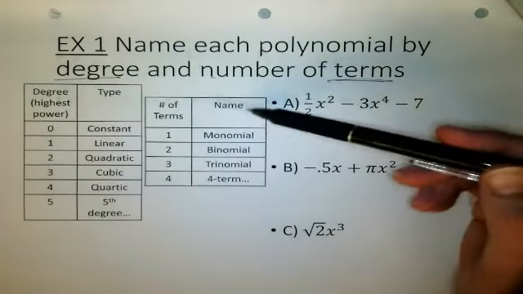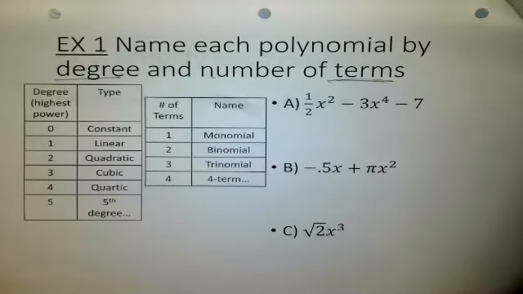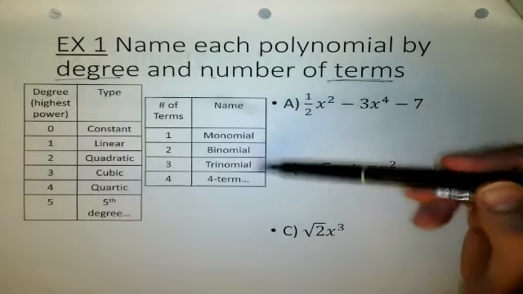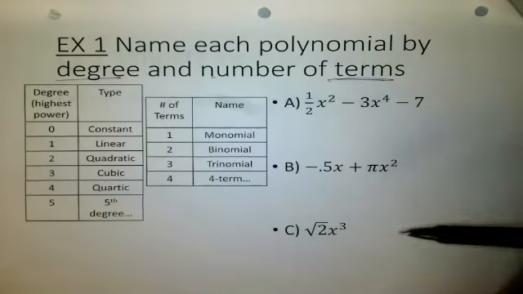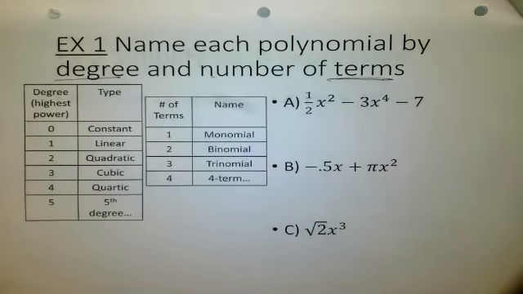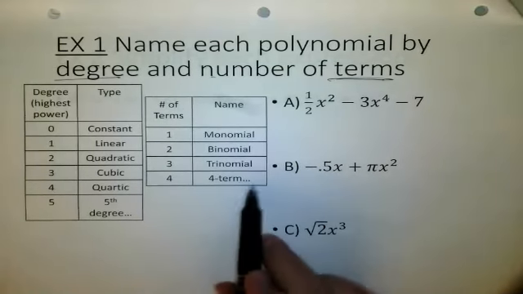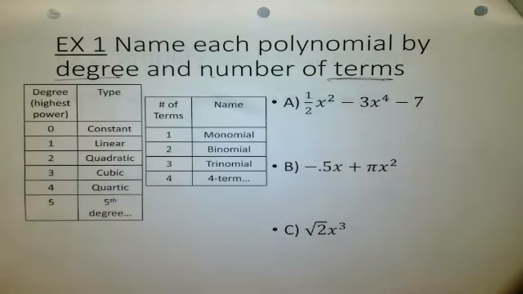Classifying by number of terms. You've heard me say all of these words before. If it has 1 term, it'd be a monomial. 2 terms, binomial. 3 terms, trinomial. And then again, you can see the ellipses here. Anything 4 or more terms, we would just say 4 term, 5 term, 6 term. No special names for those.